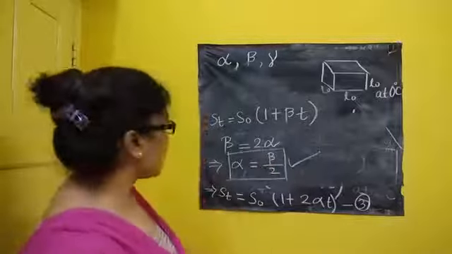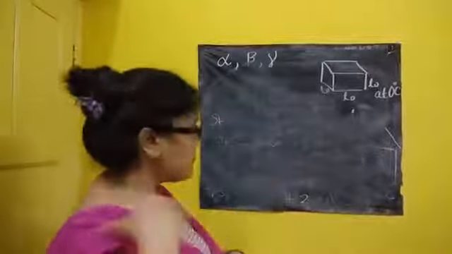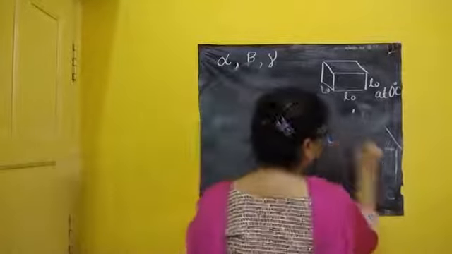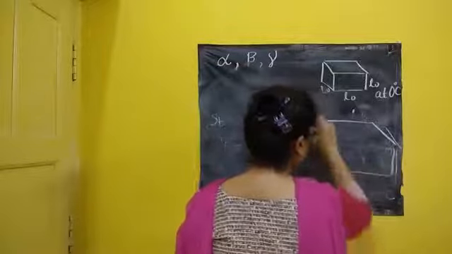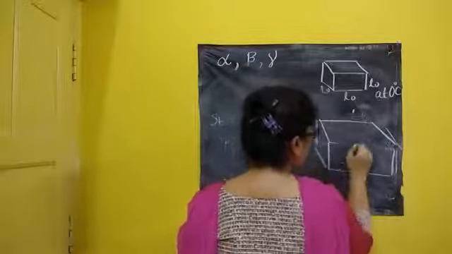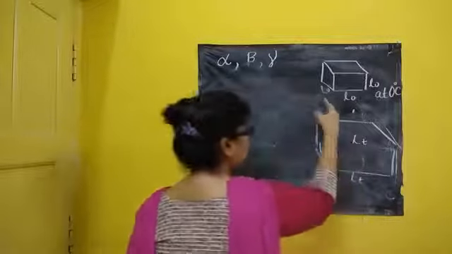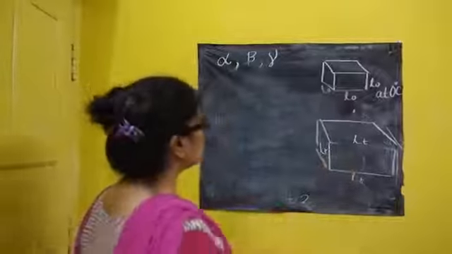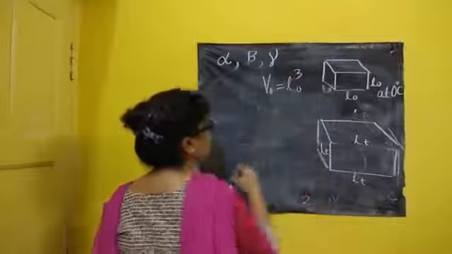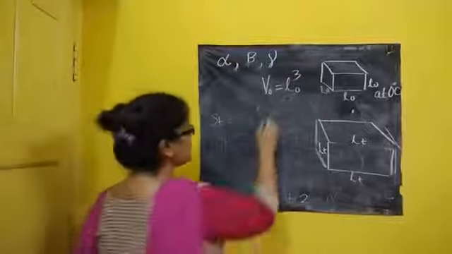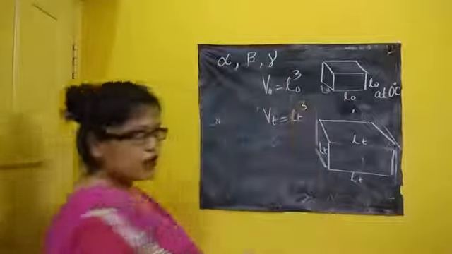So this we are having. Now going for volume expansion. I need to draw the diagram again. Wait. So this is Lt, Lt, Lt. If this is a cube, V0 will be equal to L0 cube, length into breadth into height, and Vt will be equal to Lt cube. Clear? No confusion.